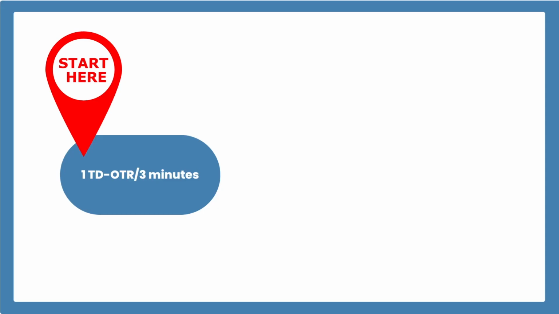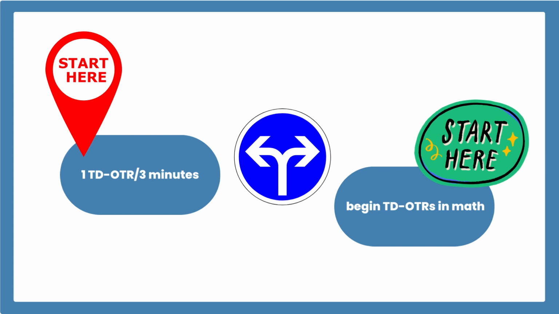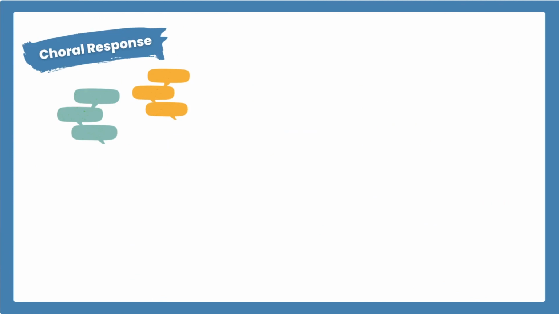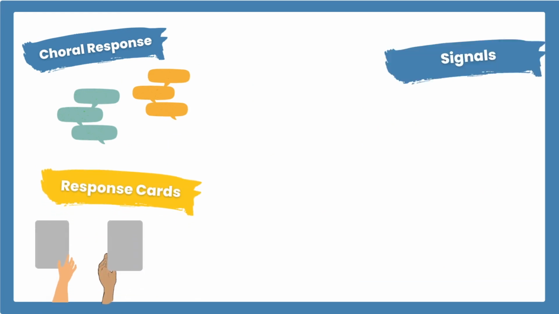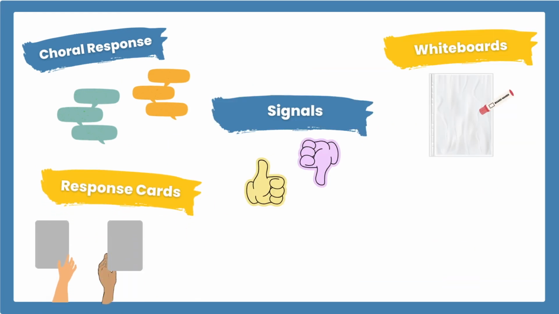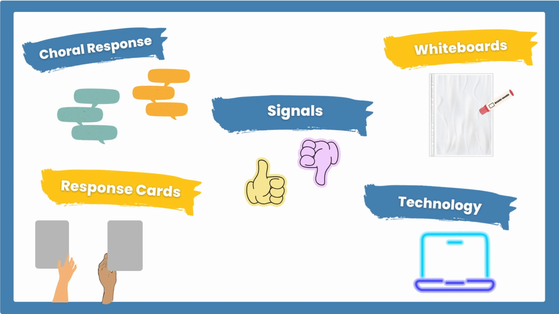You might start by getting 1 TDOTR every 3 minutes, or focus on increasing your TDOTRs in one subject. Once you get going, though, you'll love how responsive your students are in every lesson, and soon you'll be a TDOTR pro.